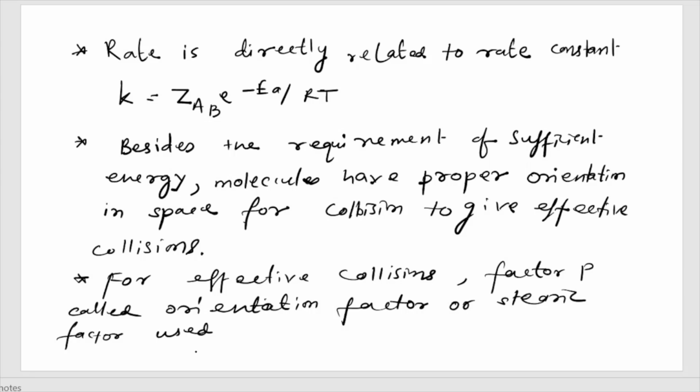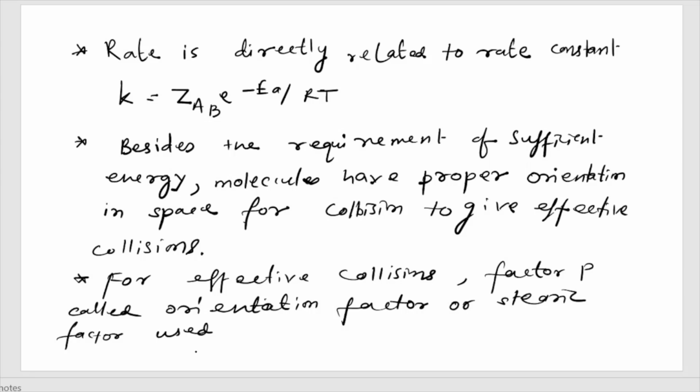Before, I also told you that for a collision to be effective, that means the collision which gives the proper product, the molecules must have proper orientation. When reacting molecules come to each other and collide, there should be proper orientation so that the bond between the molecules can break. So proper orientation is required.